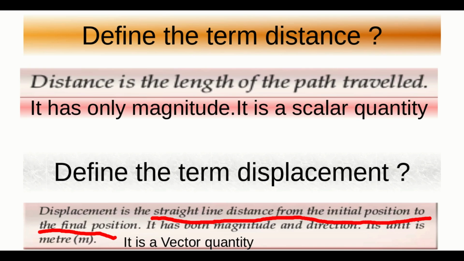That is, 5 meter traveled. So magnitude and direction. He traveled in the north direction. So we have to specify both direction and magnitude. So it is a vector quantity.